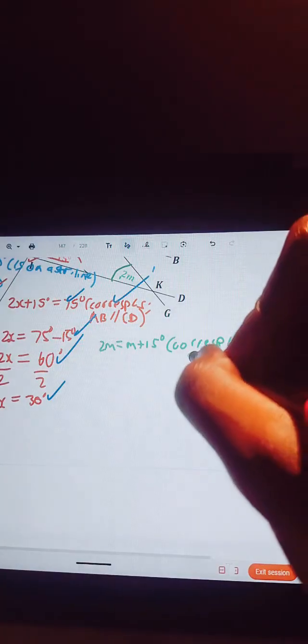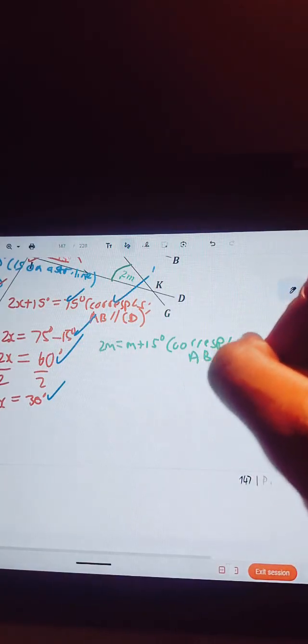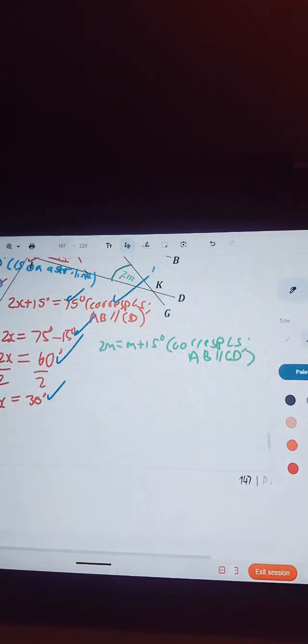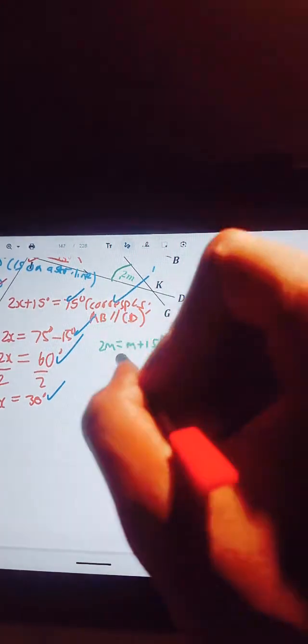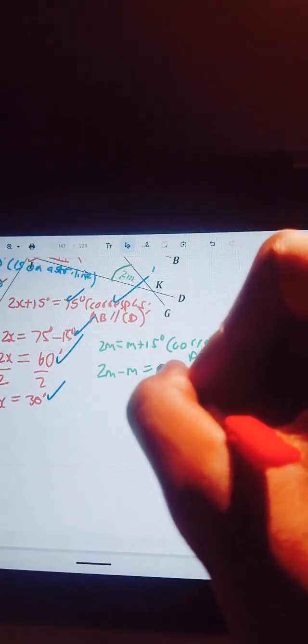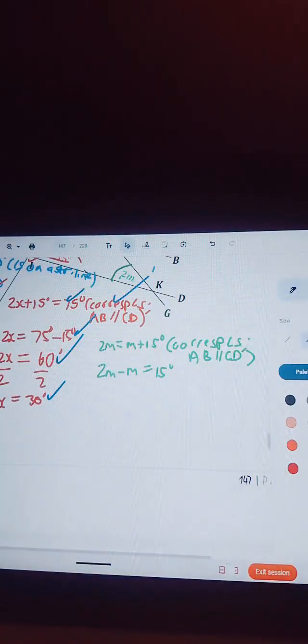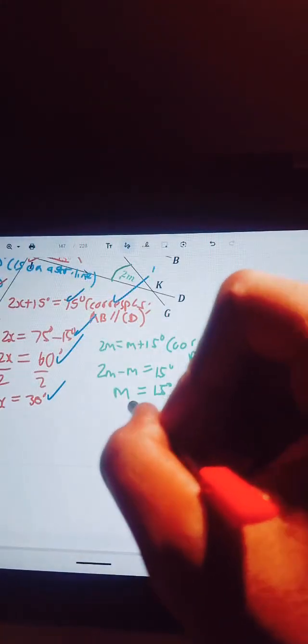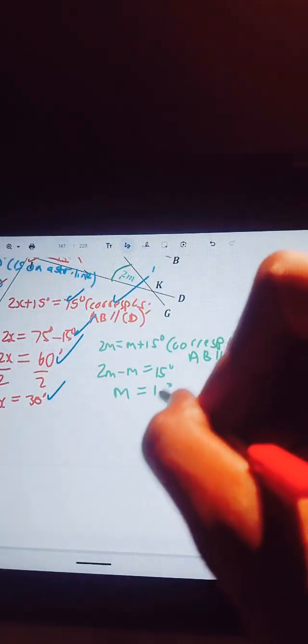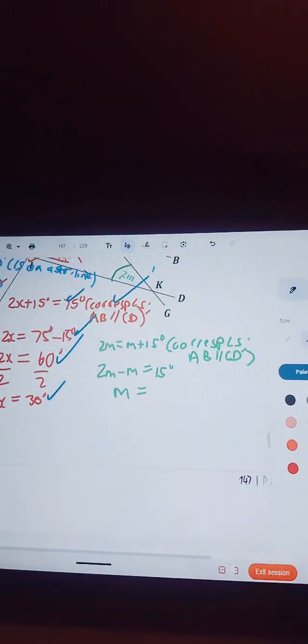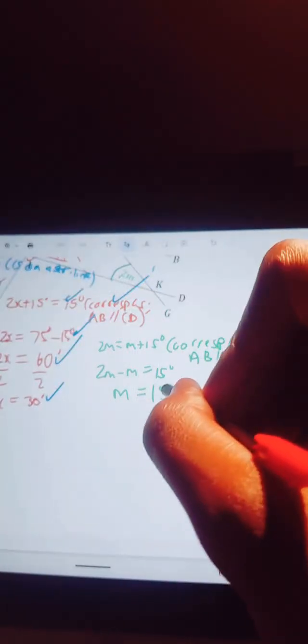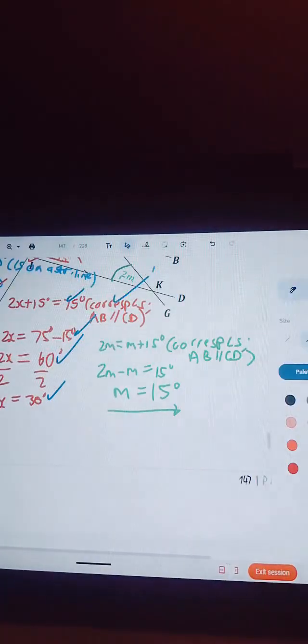Corresponding angles, AB is parallel to CD. Then we solve for m. So 2m minus m is equal to 15. 2m minus m is m. m is equal to 15 degrees.